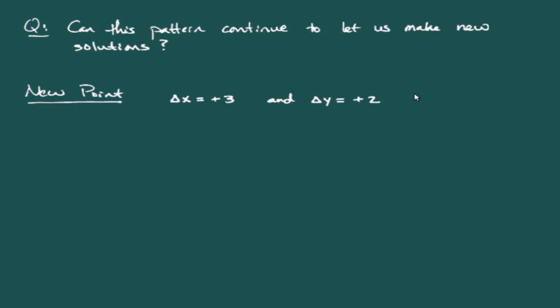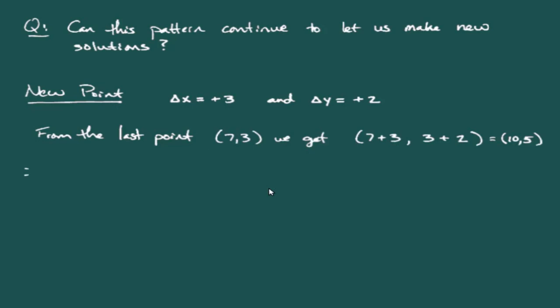So if we take the last point that we had, our point (7, 3), and we add on the change in x to the x value, so 7 plus 3, we add on the change in y to the y value, so 3 plus 2, that gives us a new point, (10, 5). And so the question really is, is (10, 5) a solution to our equation?